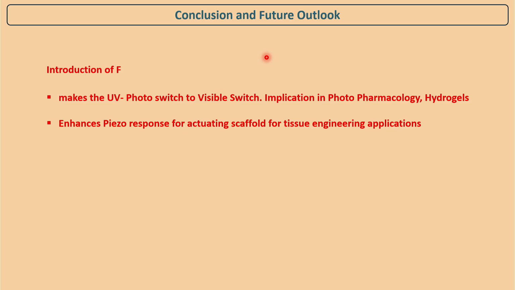So the introduction of fluorine, what we have learned from this, I don't know how long I took. Yeah, 30 minutes or so. It makes the UV photoswitch into a visible photoswitch, and the implication is photopharmacology and hydrogels, which I have been stressing, and we are working on that. Another thing is that it enhances the piezo response for actuating scaffolds for tissue engineering, which we are also working towards. And I think these are two important things, and that's what the fluorine brings us, the mysterious venture of fluorine chemistry.